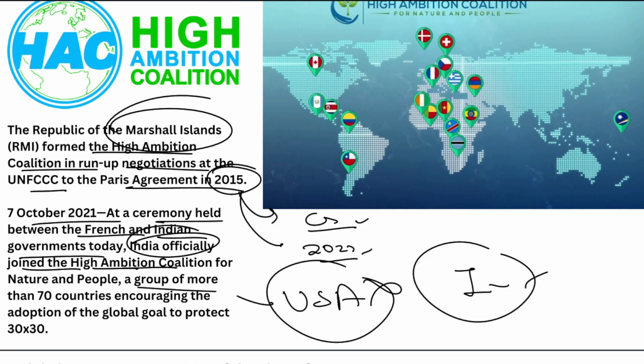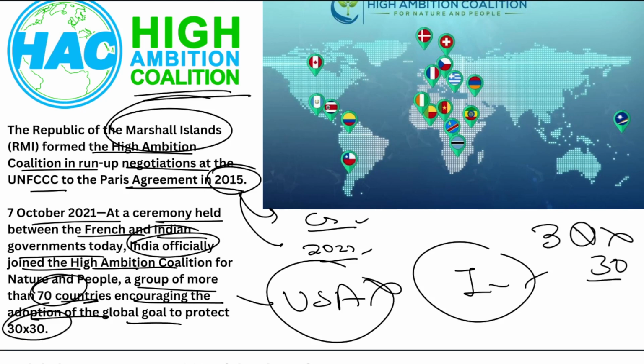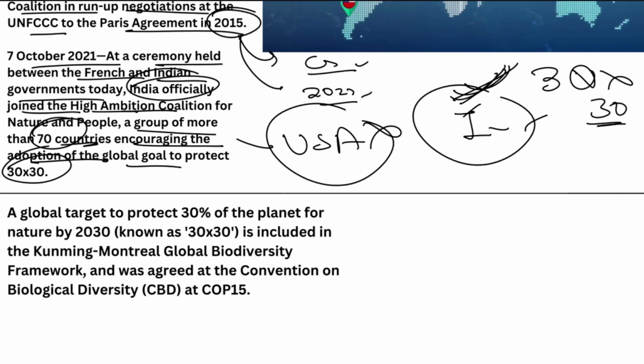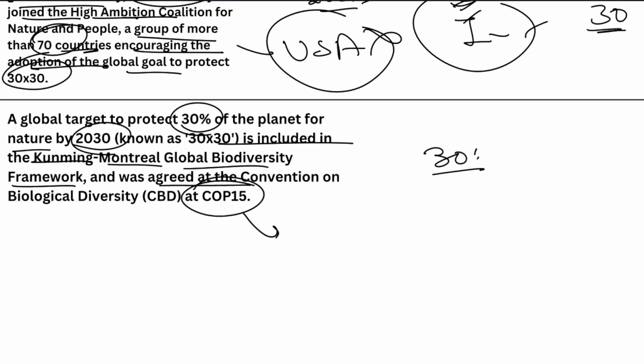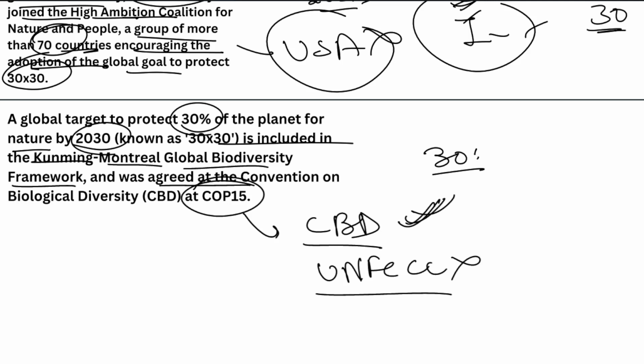One more thing: the HAC, that is the High Ambition Coalition, is a group of more than 70 countries, and it encourages the adoption of the global goal to protect 30 by 30. Now, what is this 30 by 30? Please remember that India is a part of this High Ambition Coalition. The USA is not part of it because it largely depends upon fossil fuel. Fossil fuel and chemical corporations are a big part of the USA. So 30 by 30 is a global target to protect 30% of the planet for nature by 2030. It is included in the Kunming-Montreal Global Biodiversity Framework and was agreed at COP 15, COP 15 of the CBD, not UNFCCC. So focus on these points.